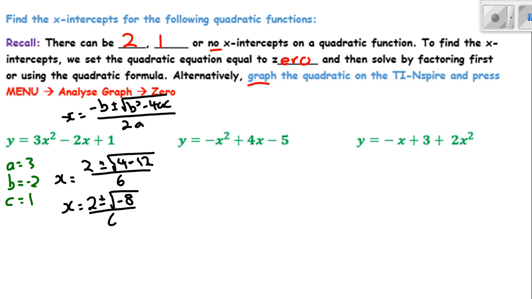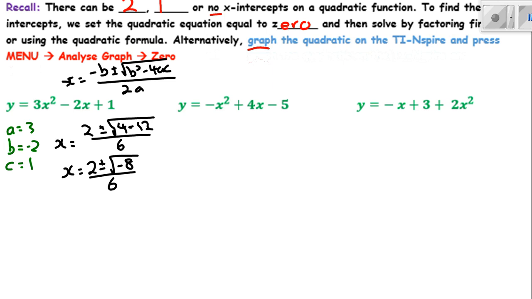Now how do I know that there's going to be no x-intercepts? I know there's going to be no x-intercepts because you can't take the square root of a negative number. You'll end up with an imaginary, complex number. So no solutions, no x-intercepts. There's no solutions.